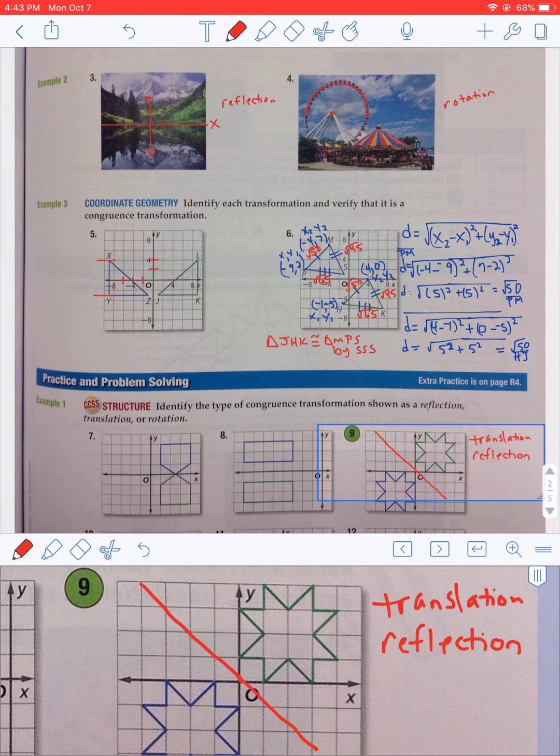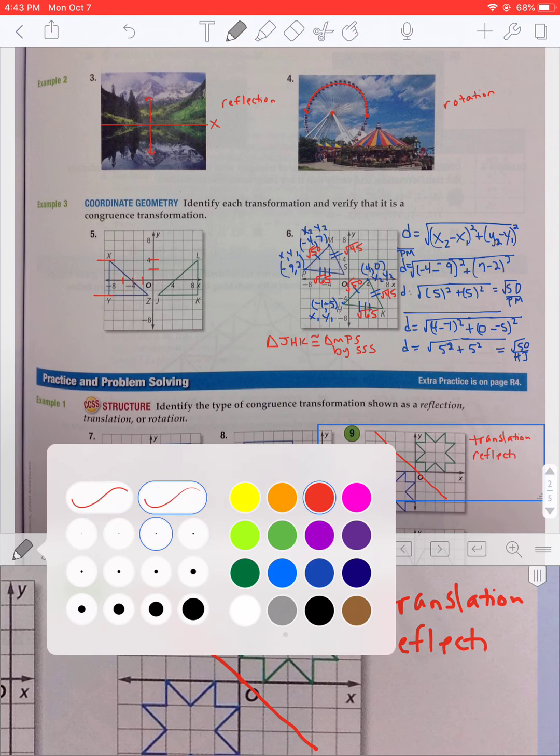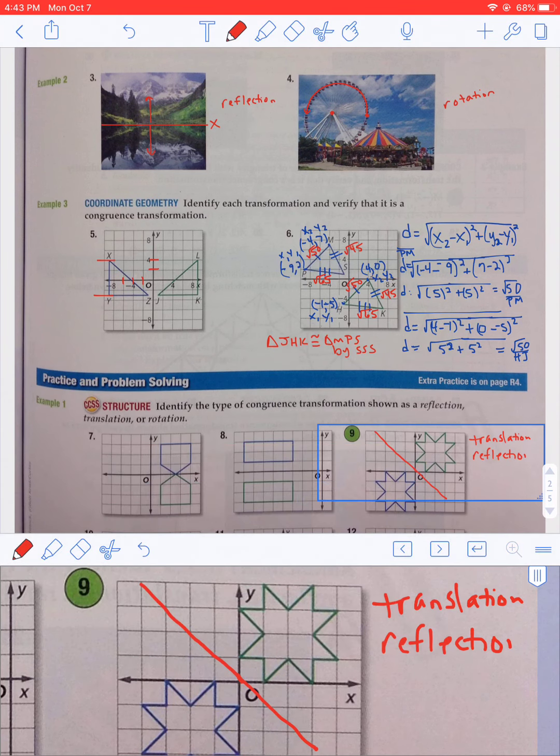And then it could also be rotation, because, oh, didn't mean for it to do that. I was trying to erase this right here. Okay, it could also be reflection, or I just said reflection because it's like over a diagonal line. And the last one is rotation.